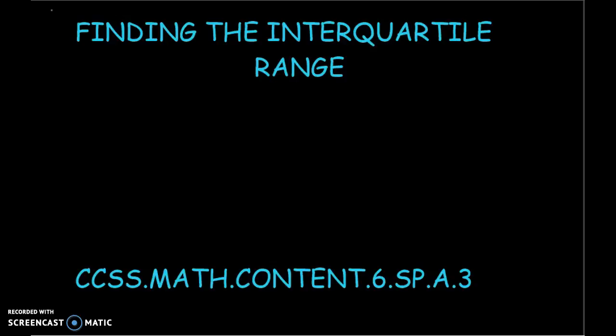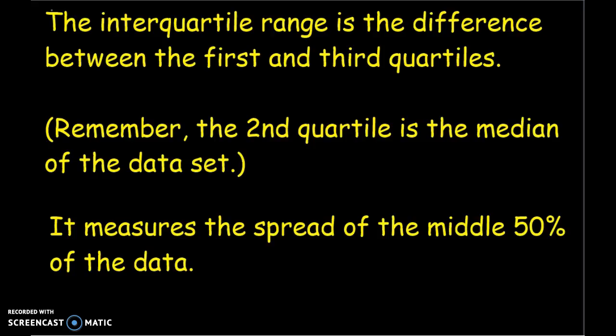Hi, today we're going to find the interquartile range. The interquartile range is the difference between the first and third quartiles. Remember, the second quartile is the median of the data set. What the interquartile range does is it measures the spread of the middle 50% of the data.